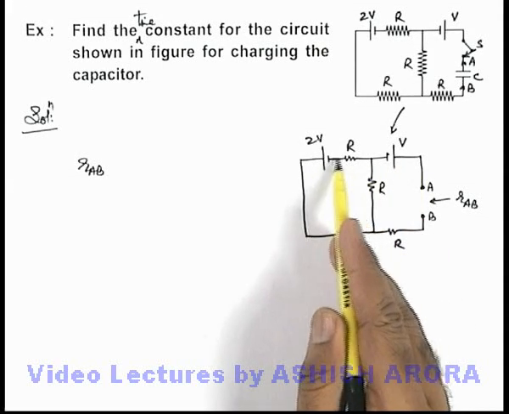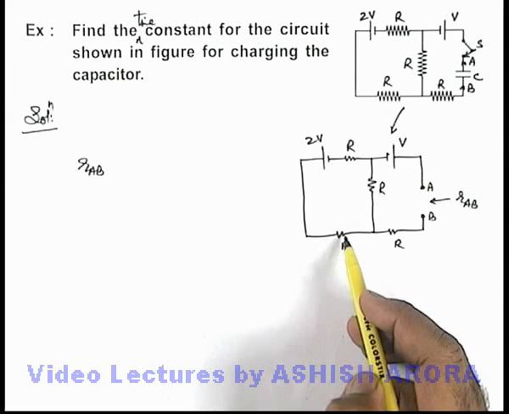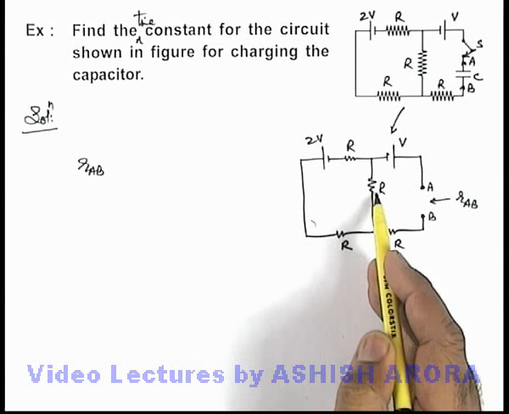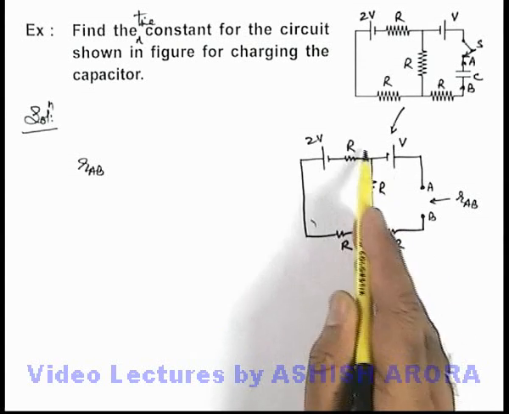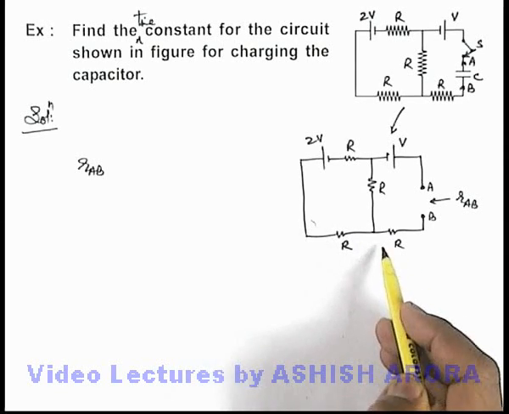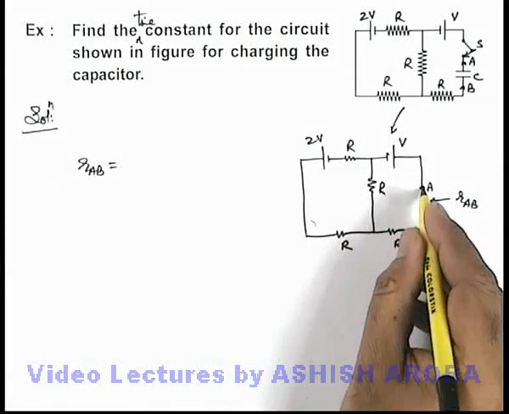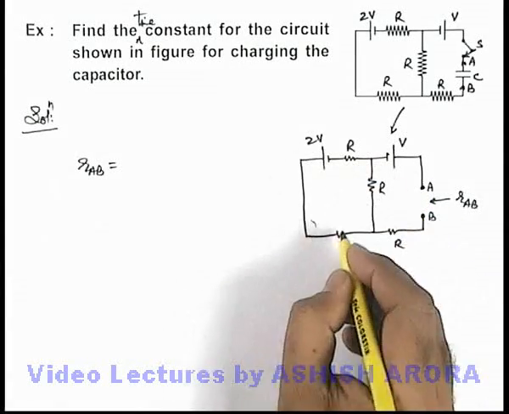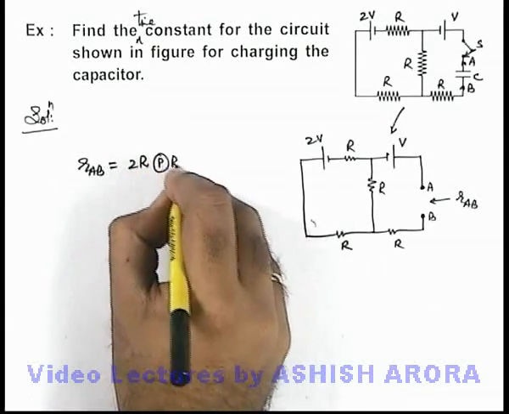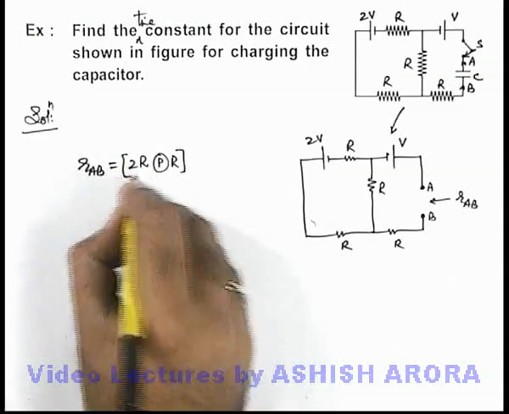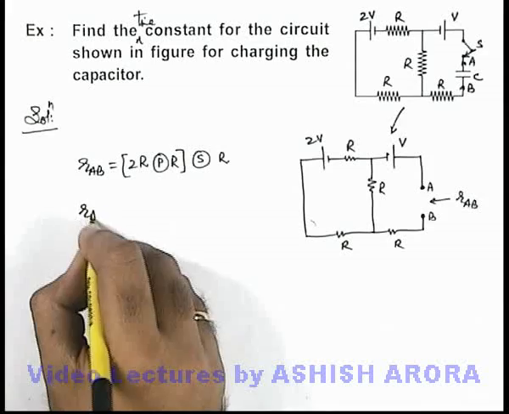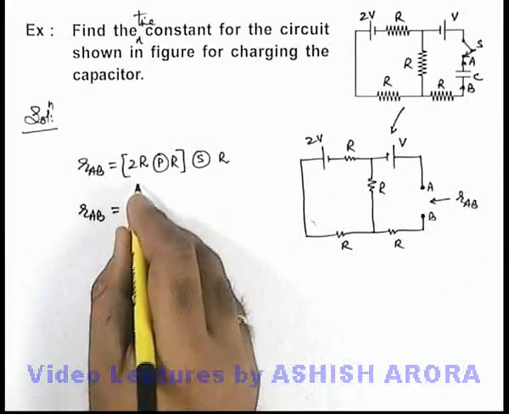So here we can see this resistance will be in series combination with this resistance, that will become 2R, and this 2R resistance is in parallel combination with this resistance R, and this group is connected in series combination with this resistance R. Just have a look very carefully. So here the resistance between the terminals A and B can be written as this 2R in parallel with R, and this group is connected in series combination with this resistance R.